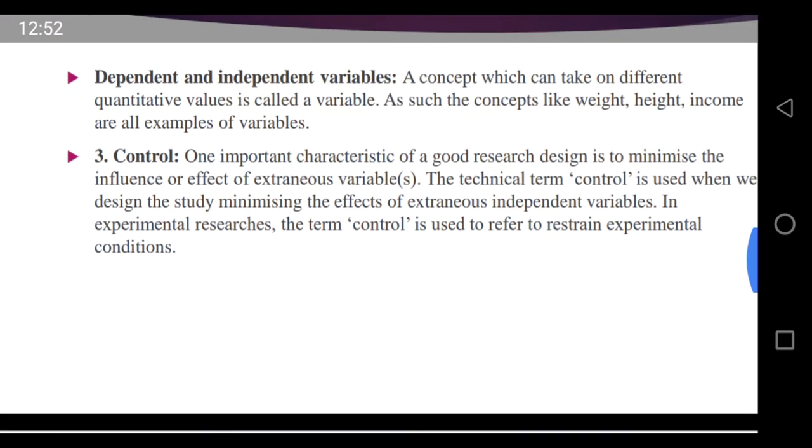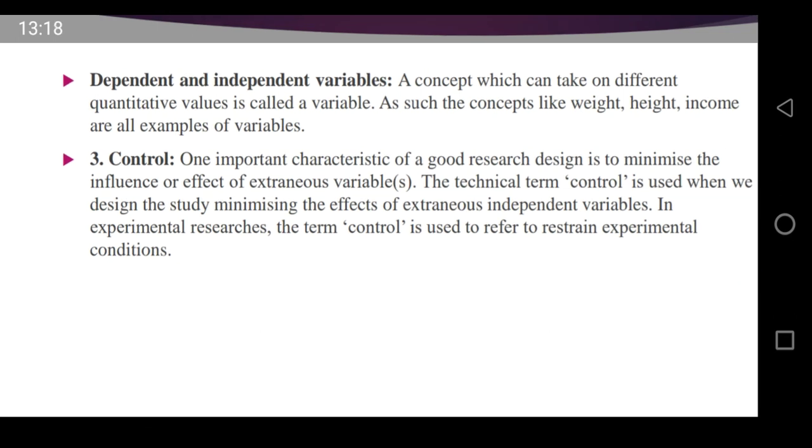So the second thing is control. This is a very important characteristic during research. One important characteristic of a good research design is to minimize the influence or effect of extraneous variables. The technical term control is used when we design the study minimizing the effects of extraneous independent variables. In experimental research, the term control is used to refer to restraining the experimental conditions.